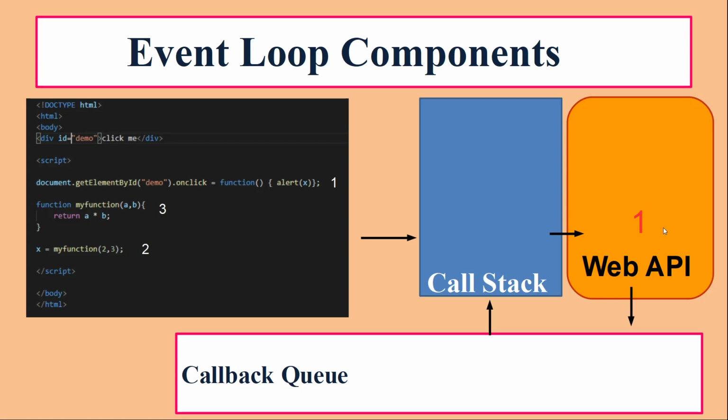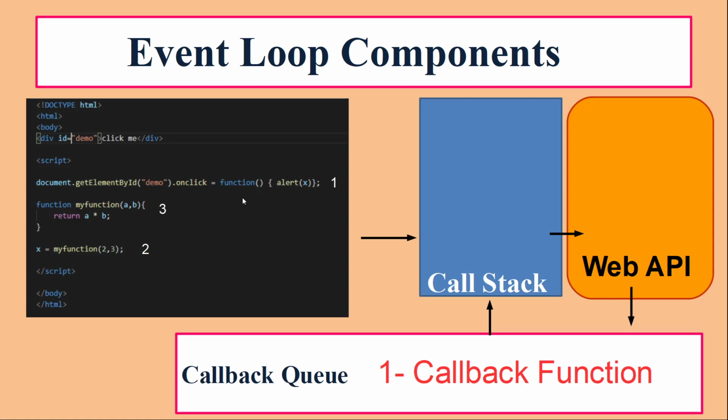and the web API is still waiting because me, the user, is being very slow. I haven't clicked on this click me yet. But let's say I click on it now. What happens is this callback function, this function here, is put into the callback queue.